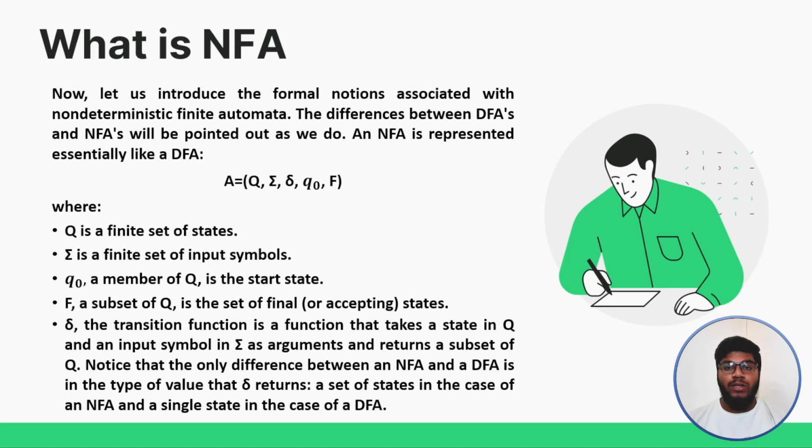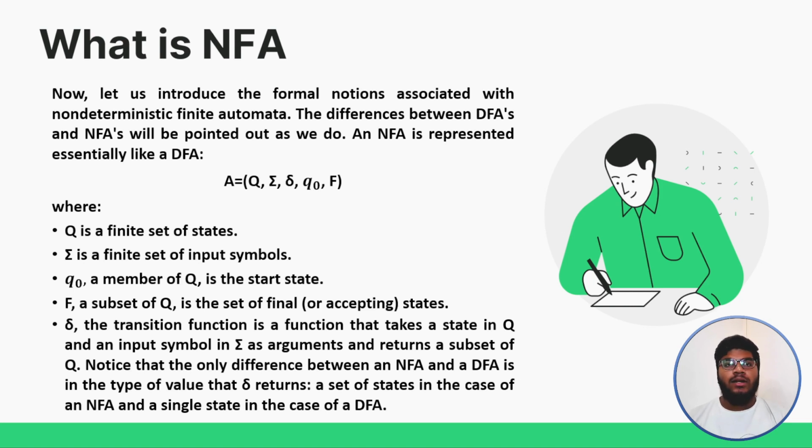And the only difference between the NFA and DFA is the transition function. The transition function is a function that takes a state in Q and an input symbol in sigma as arguments and returns a subset of Q. Notice that the only difference between the NFA and DFA is the type of value that delta returns, a set of states in case of NFA and a single state in case of DFA.